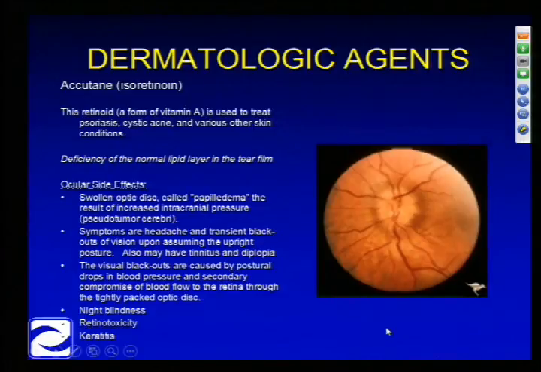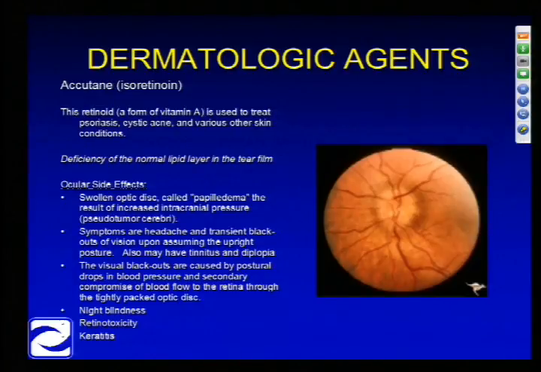Isotretinoin I'm going to talk about specifically because it has a number of ocular side effects. This is used to treat psoriasis, cystic acne, and other skin conditions. In the eye, it can cause a deficiency of the lipid layer or the oil layer of the tear film. And other ocular side effects, one of the serious ones is that it can cause papilledema related to increased intracranial pressure, which used to be called pseudotumor cerebri, but now is known as benign intracranial hypertension. It's not really benign, but it's called benign because there's no tumor causing it.